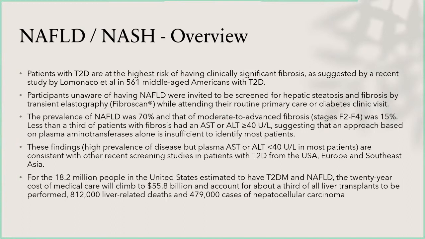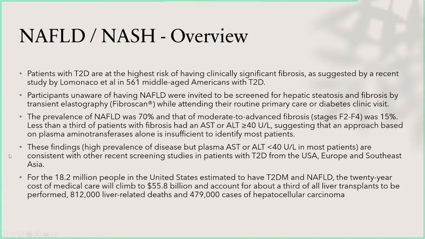And this is one of the things that we have to keep in mind, because as we try to identify more people at risk and screen them, we have to have good tools to be able to diagnose the problem. So just using ALT or AST as the only criteria is not going to capture all the people at risk.